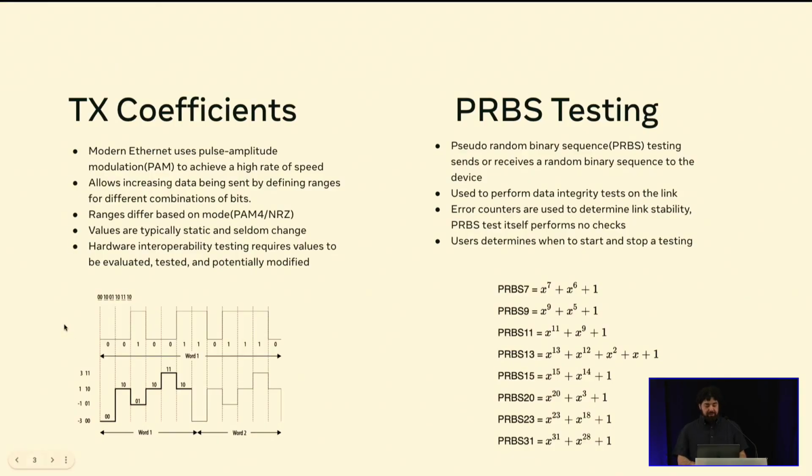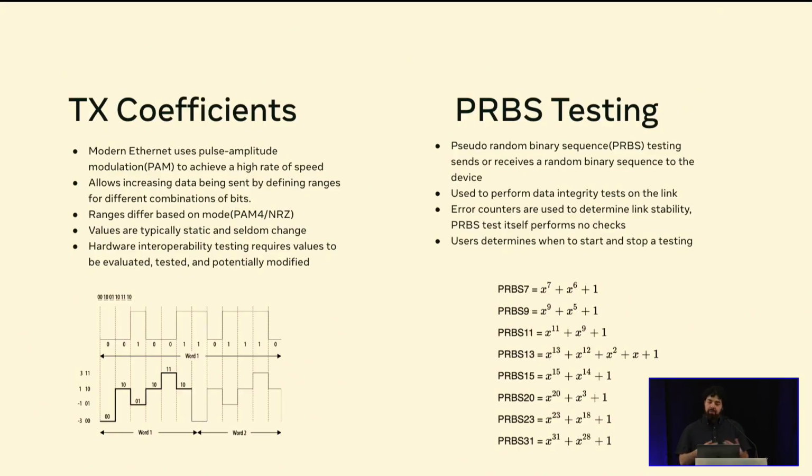And this is how we're achieving 100 gigabit, 400 gigabit, and even faster rates in the future. Now, these ranges differ based on the mode we're in, either PAM4 or NRZ, but the values are typically static and seldom change. But during hardware interoperability testing, we do need to have these values evaluated, tested, and potentially modified. This is how I started on this project. Our hardware interoperability team came to me and said, hey, NVIDIA and Broadcom both have a way to do this. How do we do it in FBNIC? I started looking into this and realized there is no community way to do this.